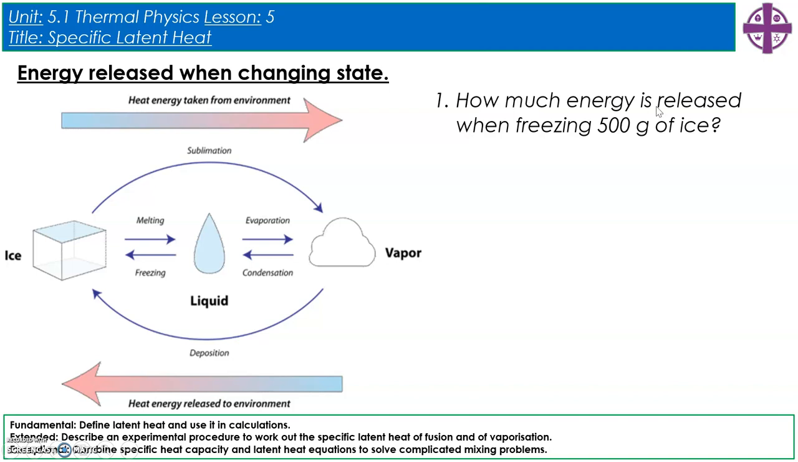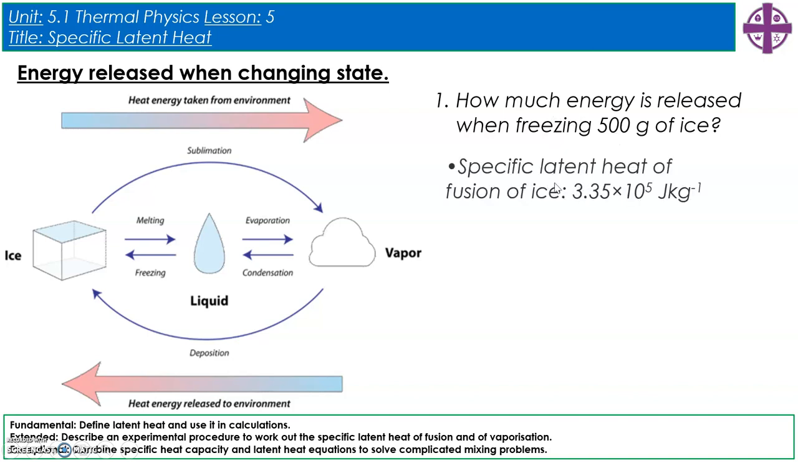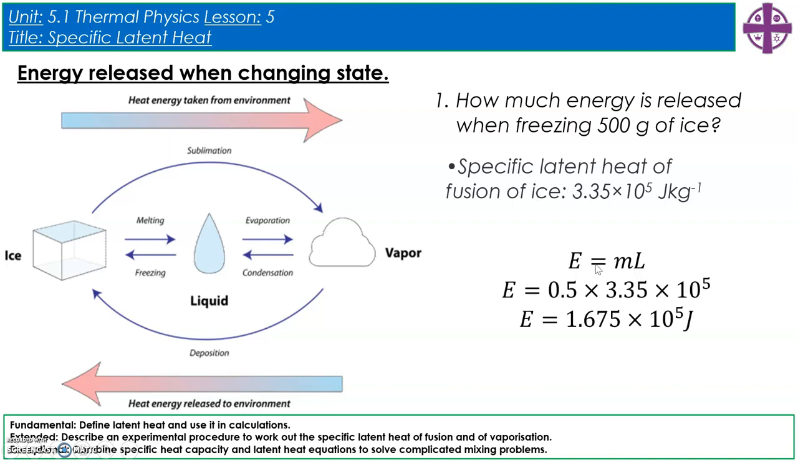How much energy is released when freezing 500 grams of ice? So how much heat energy gets released when you freeze half a kilo of ice? Well, we're going to need the specific latent heat of fusion of ice value. Same thing again, because it's to do with changes between solids and liquids. And we do the same steps as the first question. E is equal to mL. The mass is half a kilogram. Same latent heat of fusion value.